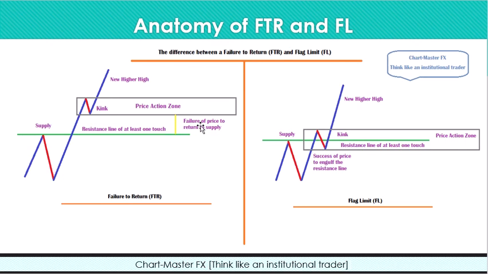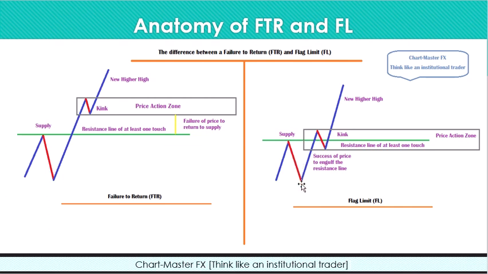So let's go to the example of a flag limit. On the flag limit, guys, you can see here that the price rallied up and we made a cap here and it dropped down. Once the price dropped down here, we had our supply here. So we are having our supply here.